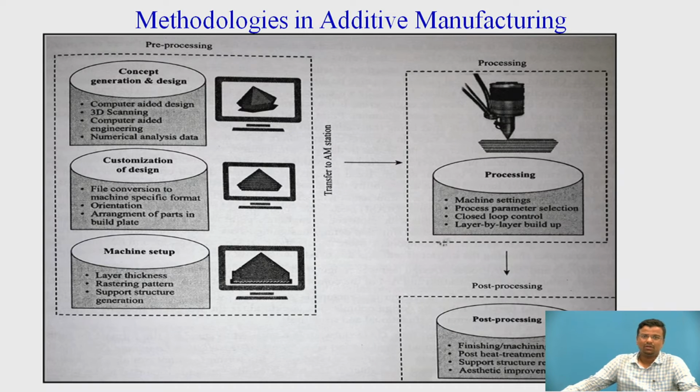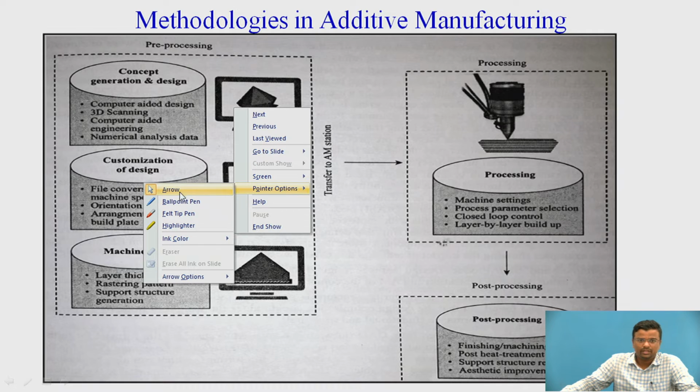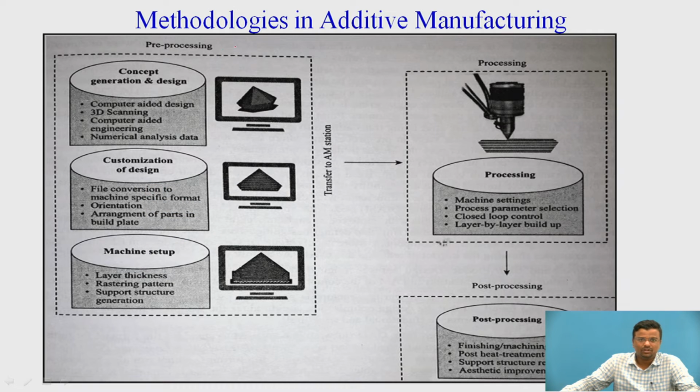Now in this session, what are we discussing? We are discussing the methodologies in additive manufacturing. What are the steps in additive manufacturing? There are mainly three steps. First of all, the first step will be pre-processing. The second step will be processing. And the third step will be post-processing.